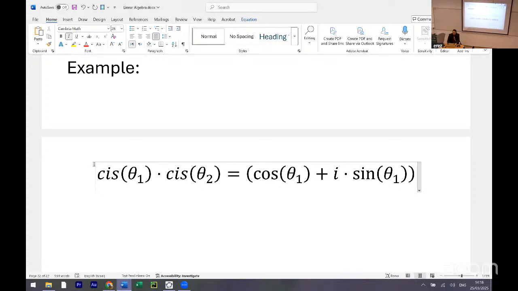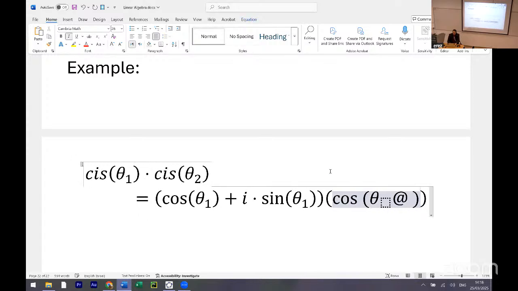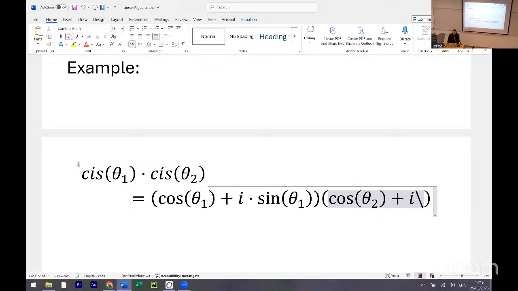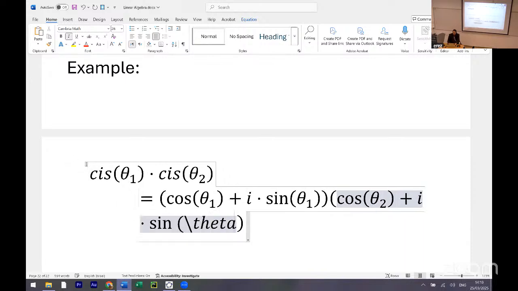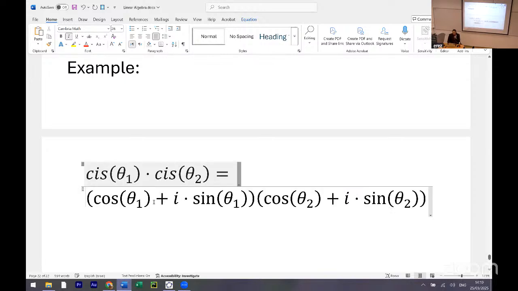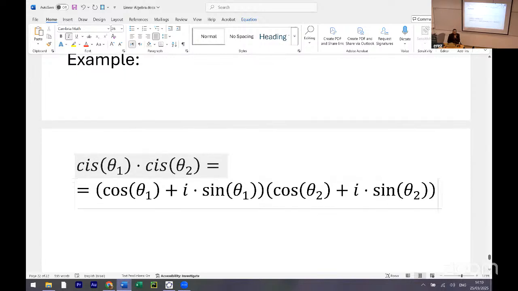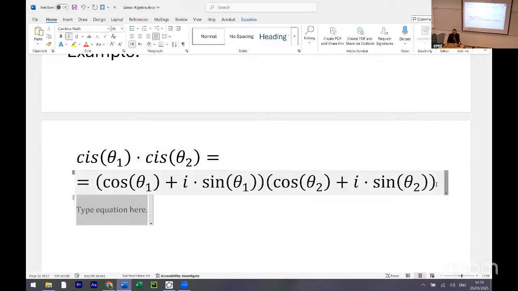Times cosine of theta 2 plus i times sine of theta 2. Do you agree so far with what I've written? Now, how can I calculate it further? What is the next step?